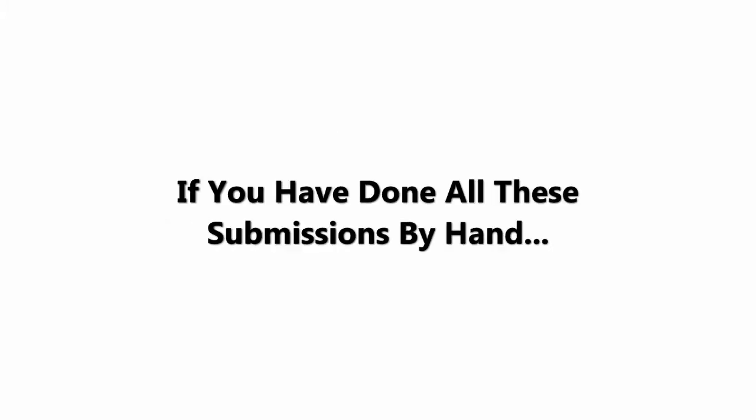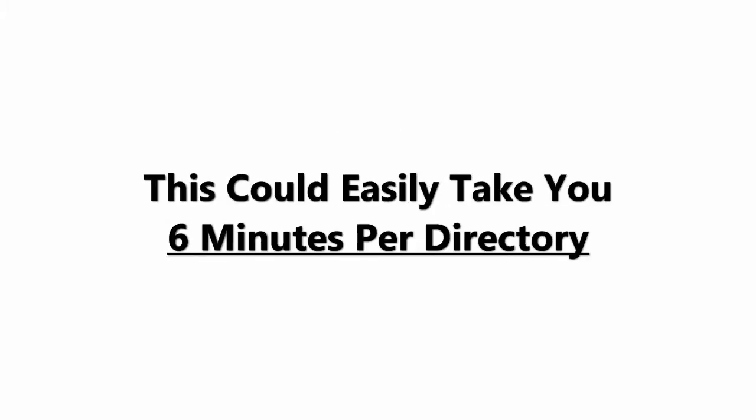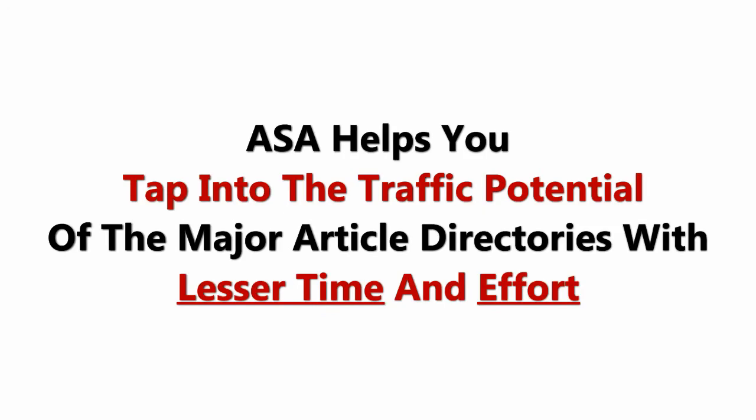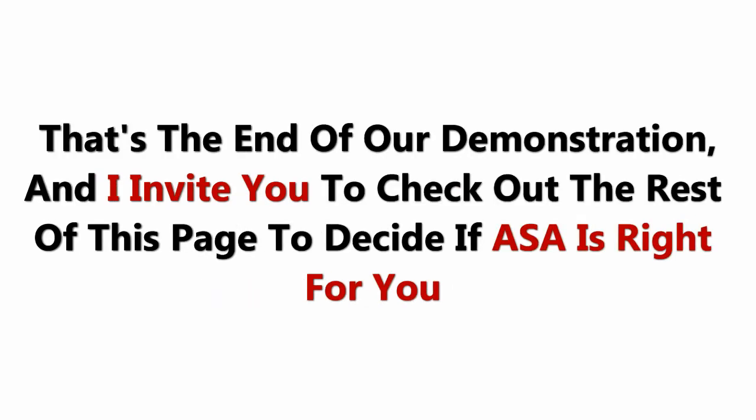If you have done all these submissions by hand, this could easily take you 6 minutes per directory, which equates to you spending over an hour or 60 minutes just to copy and paste your articles to 10 directories. So simply put, ASA helps you tap into the traffic potential of the major article directories with lesser time and effort.